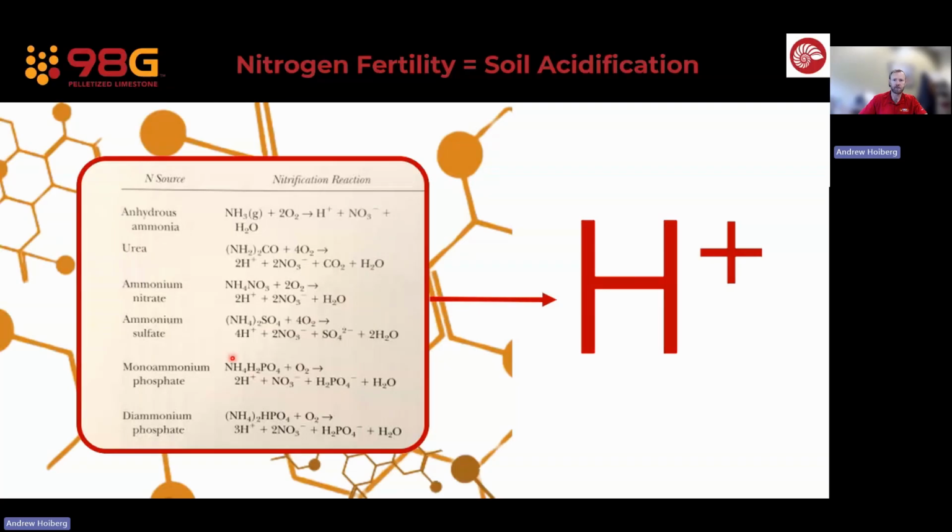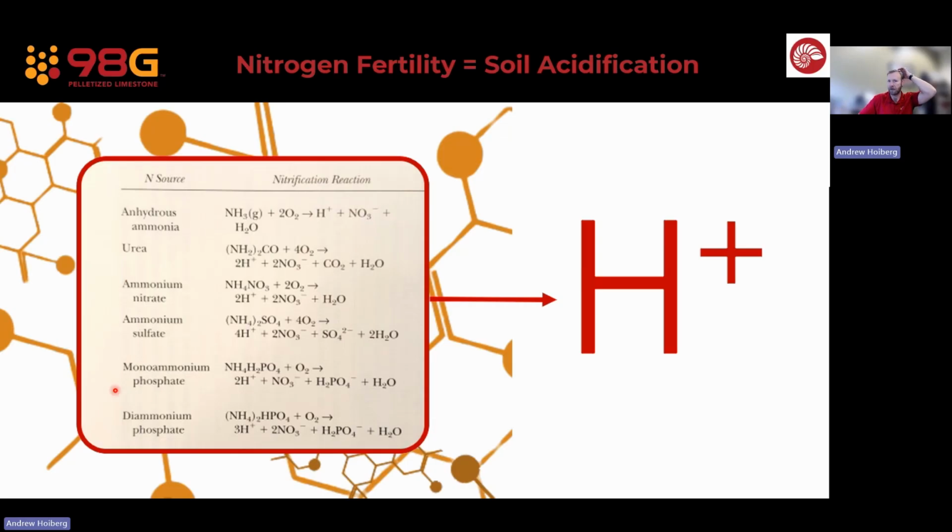Some of them, like ammonium sulfate, is the most acidifying of the nitrogen sources, and that's from a chemical standpoint. Just because of how it's chemically set up, you get more hydrogen as part of that downstream reaction as that ammonium converts to nitrate. That's what acidifies the soil. So all these different nitrogen sources that contain some form of ammonium or ammonia in there, as that's converted into nitrate in the soil, that's what's creating the acidification.